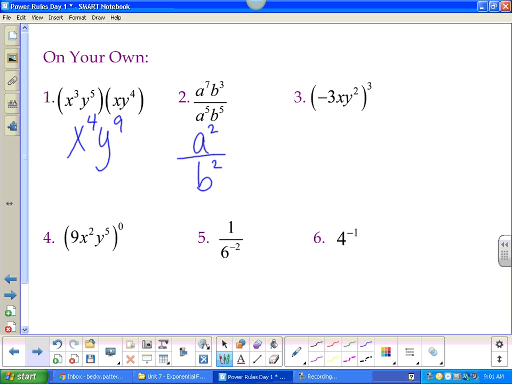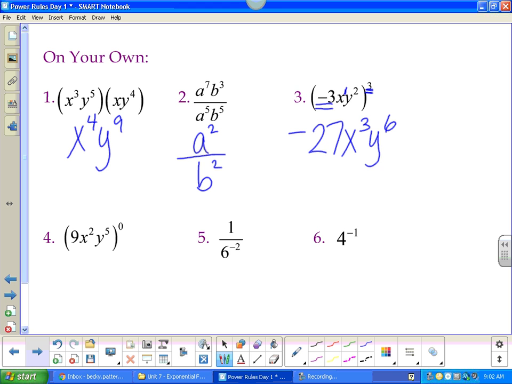Number 3, first I need to do negative 3 cubed. So it's an odd power, so the negative stays. And 3 cubed is 27. And now I'm doing a power to a power, so I multiply, so this would be x to the 3rd, because there's a 1 there, and y to the 6th.